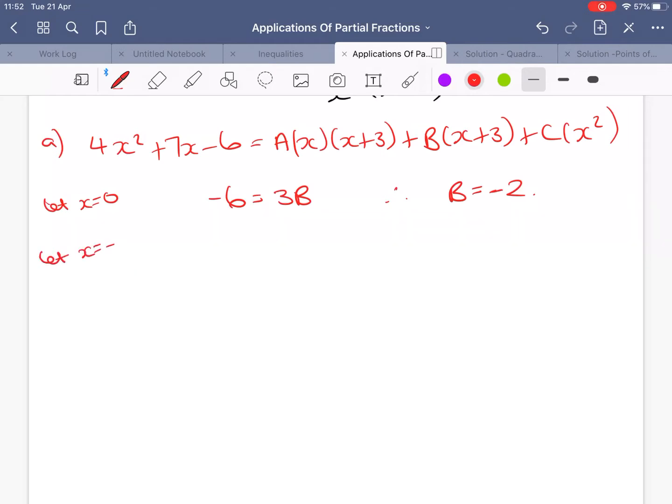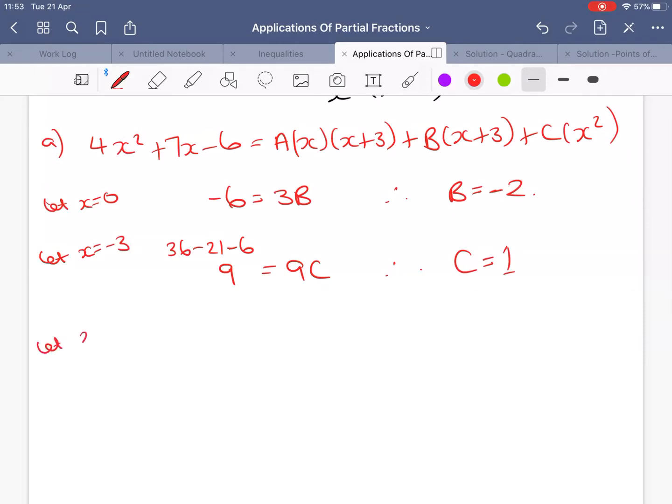Let x equal minus 3 for the next one. And as always, I haven't got my calculator with me. So I've got 4 times 9 is 36, minus 21 minus 6. So 36 minus 27 is 9, is equal to, the a term has gone, the b term has gone, and I've got minus 3 squared, so that's going to be 9c. Therefore, c is equal to 1.